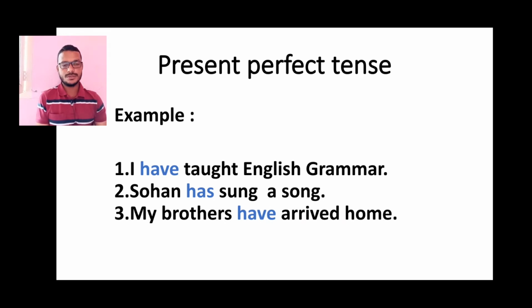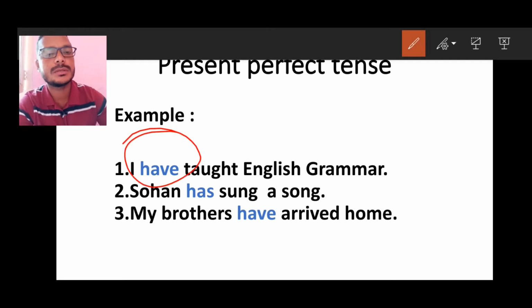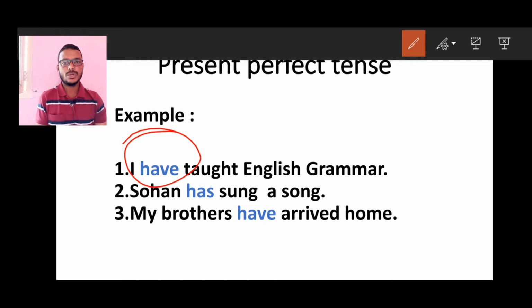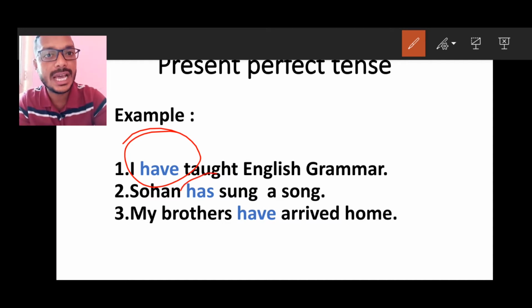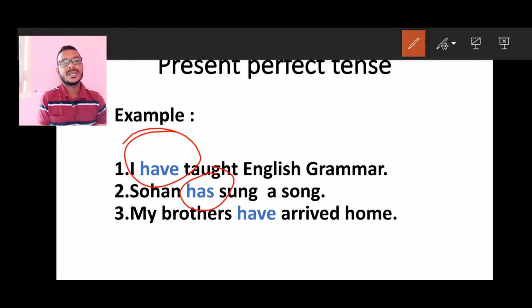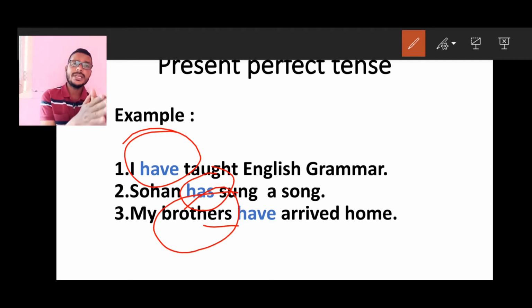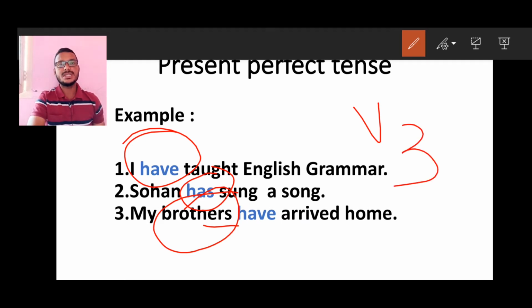These are the positive sentences. I have taught English grammar. Here I have used the helping verb have with the first person pronoun I, and with the first person plural pronoun we we use have as a helping verb. And Sohan, this is what we call a singular noun. With this we use has as a helping verb. Sohan has sung a song. And then my brothers, you can observe here, this is a plural noun, that's why we use have helping verb here. The very important point to be noted is that we use V3 form, that is past participle, as the main verb. For example, teach, taught, taught, sing, sang, sung.